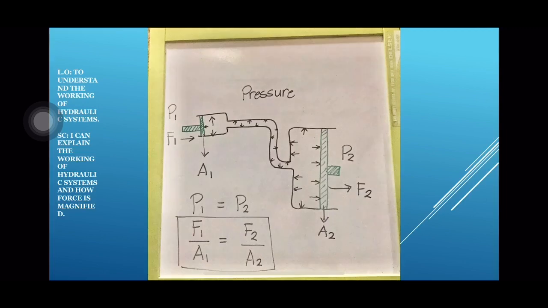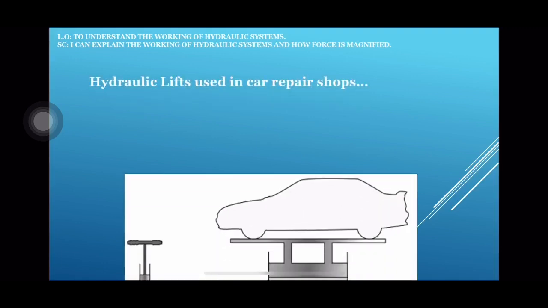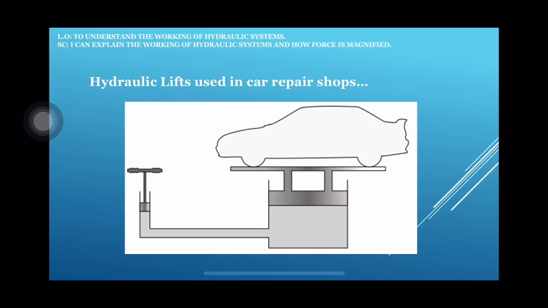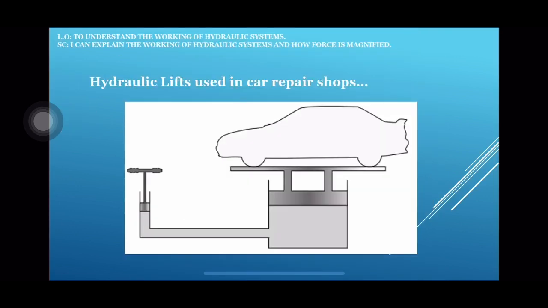Some examples of hydraulic devices are hydraulic lifts used in car repair shops like this. Other examples are hydraulic jacks for your car, hydraulic brakes, hydraulic press, cladding machine, brick making machine, etc. You can search the internet on how they look, and they all follow the hydraulic system, Pascal's principle.